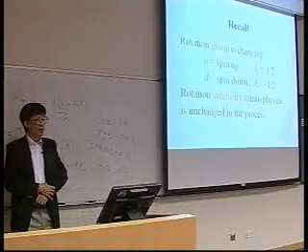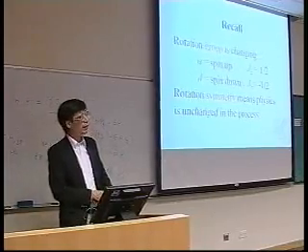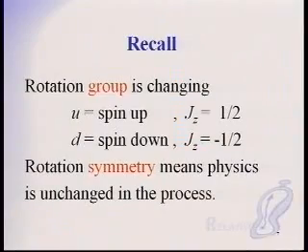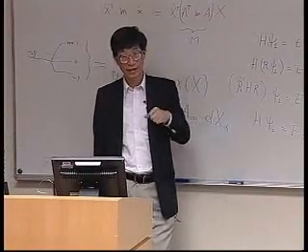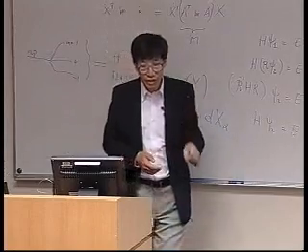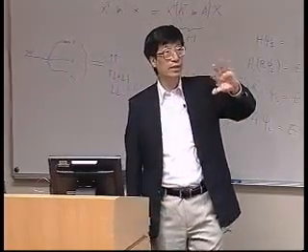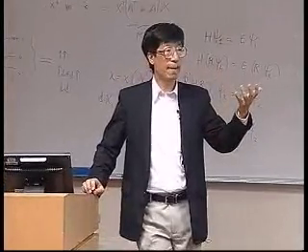So going back to rotations, the rotation group involves a set of transformations, which we can imagine as changing spin up and spin down one into the other. So we change spin up to spin down or vice versa, and they are described by Jz having values a half or minus a half. That's just changing. Rotation symmetry means that in that change, the physics remains the same. Okay?